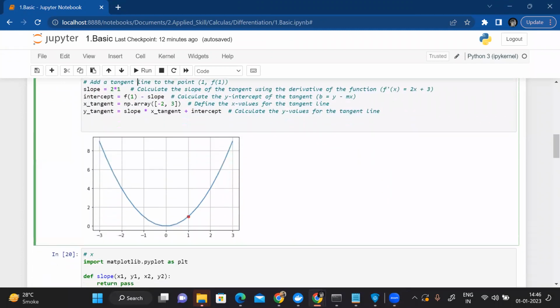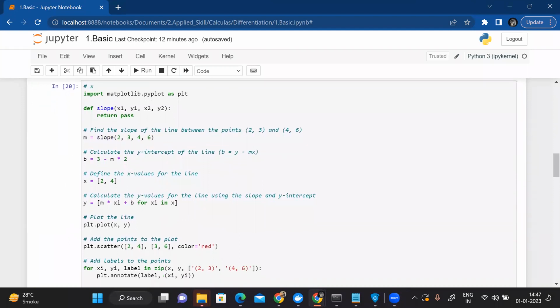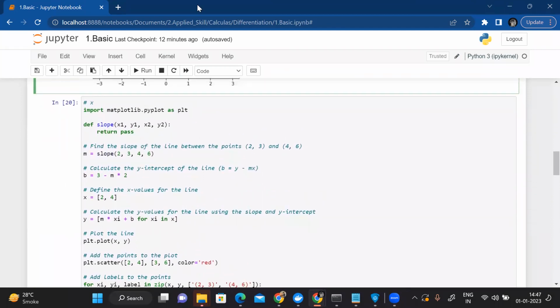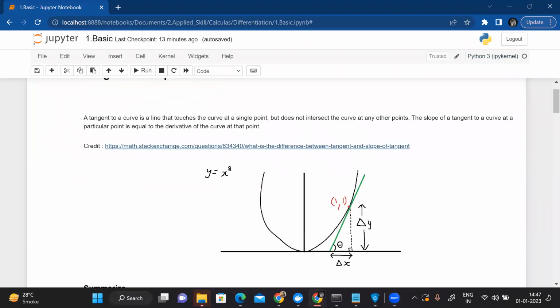If you want to practice some problems, you can implement this code. I'm giving one assignment for all of you. The problem statement is: we need to find the slope between two points. If I give you two points, can you find the slope? Yes, you can, using the mathematical formula. So just apply the formula here and find the slope. Find the intercept and then plot it. When you plot it, it will look like this. I hope you understood the difference between tangent and slope.